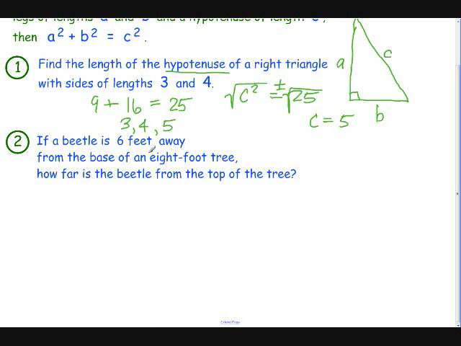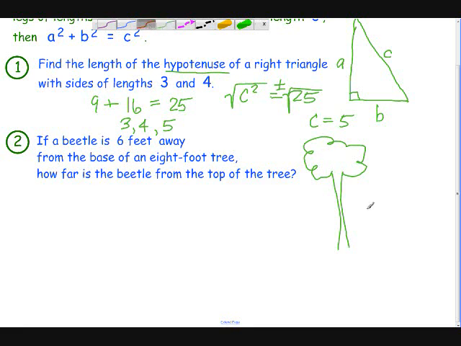Okay, we'll have a little word problem. I know you love them. We're going to do it. If a beetle is 6 feet away from the base of an 8-foot tree, so it seems to me we ought to start drawing a picture. And I think I should use color. I probably should have had a little beetle ready, shouldn't I?